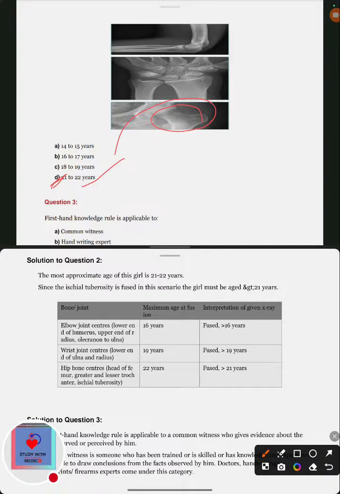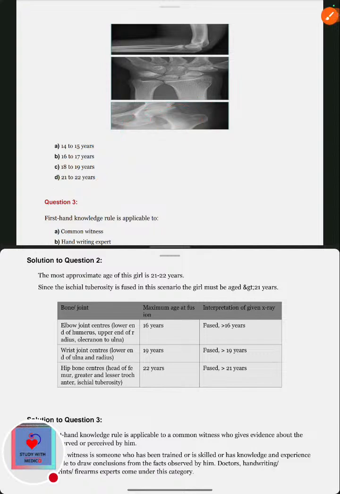So, elbow joint centers: lower end of humerus, upper end of radius, olecranon of ulna, 16 years, fusion will be there. Everything is fused. Wrist joint centers, 19 years, fused. The bone centers: head of femur, greater and lesser trochanter, ischial tuberosity, 22 years.